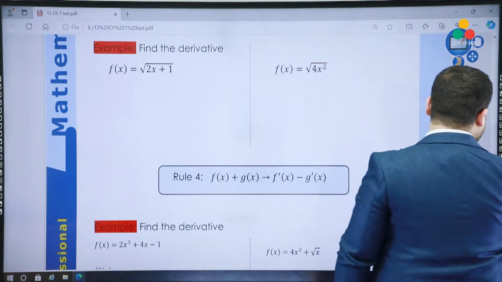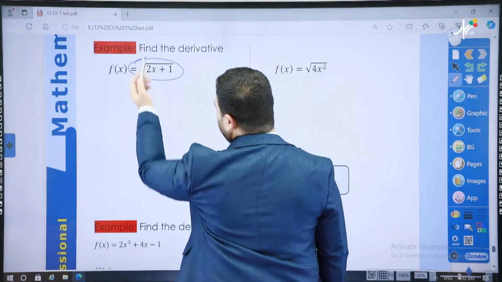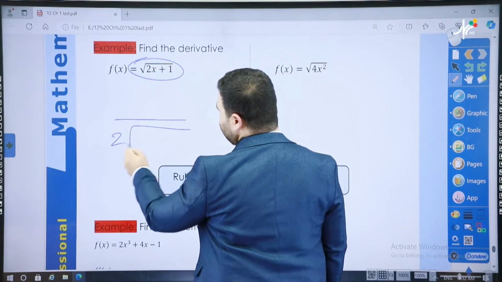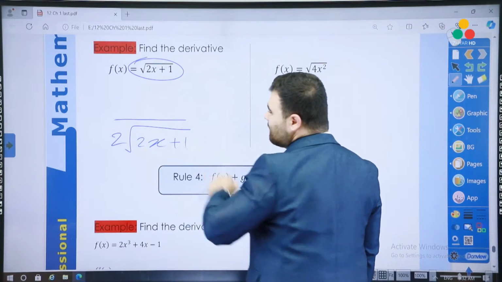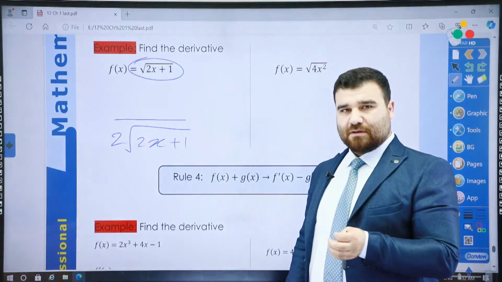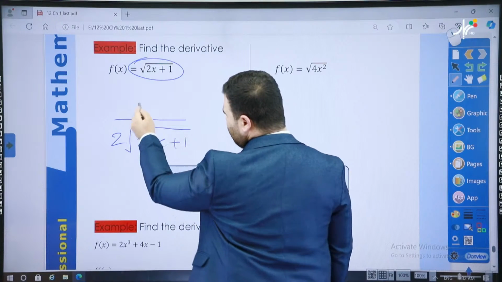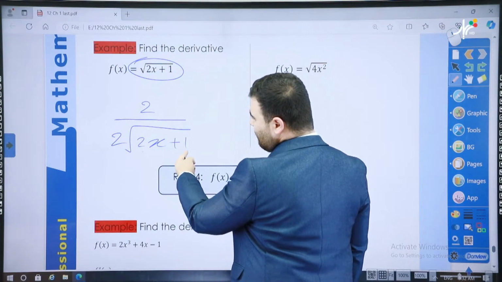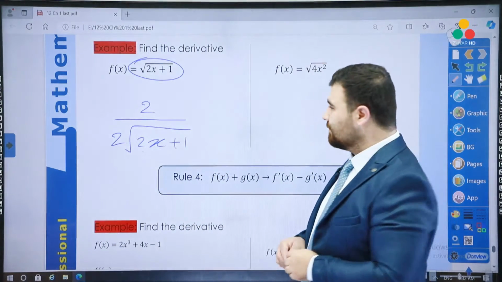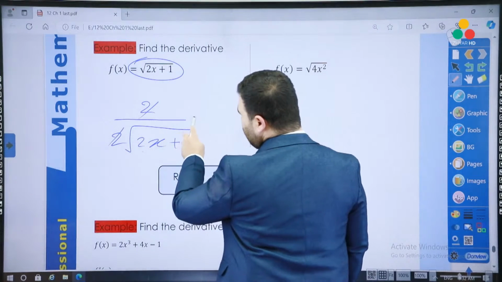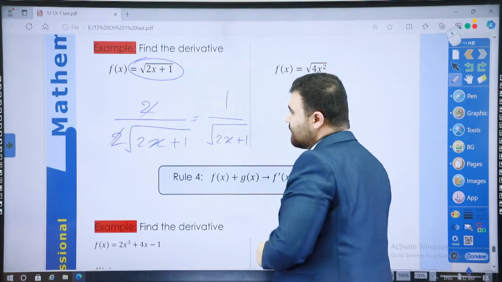Example. Find the derivative. Let's do this. Whatever root we have, 2 times the square root. What should we write up? Derivative of what's inside the square root. What's the derivative of 2x plus 1? You should know that by now. Derivative of 2x is 2. Derivative of this 1 is 0. We don't need to write 2 plus 0. It's just 2. We can simplify this. 2 cancels 2. The final answer is 1 over square root 2x plus 1. This is the final answer.